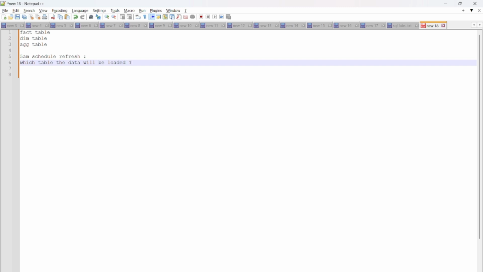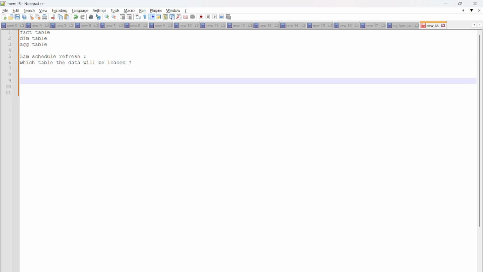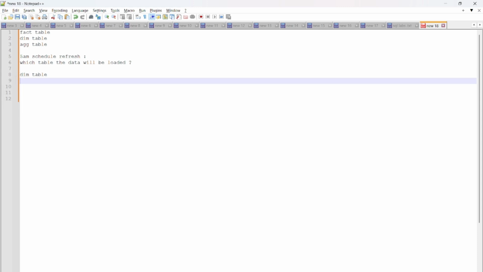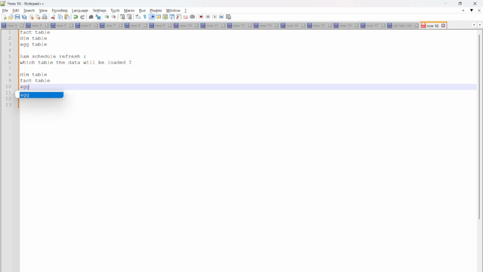So my question is, I have a fact table, a dimension table, and an aggregation table. Daily at 5 a.m. I have a schedule refresh. Which table will the data be loaded into first? First I will give the answer. The data will be loaded first into the dimension table, then the fact table, then the aggregation table.